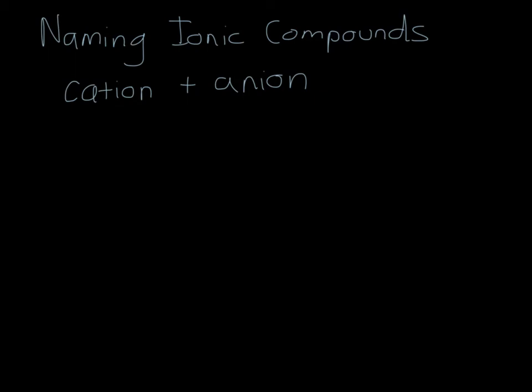Okay, let's review how to name some ionic compounds. So you always take the cation, then you name the anion, and then you end in "ide." A cation is something with a positive charge. So let's say you have some calcium with a 2+ charge and some chlorine with a 1-.